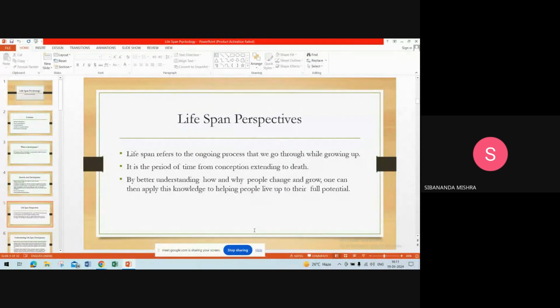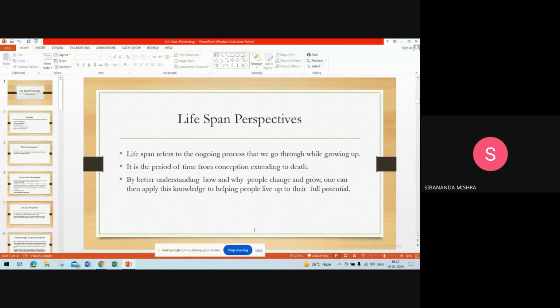Lifespan refers to the ongoing process that we go through by growing up. It is the period of time from conception extending to death. It is a process in which the progression initiates with the emergence of a fetus from a one-celled organism. When the child is in the mother's womb, there are different stages. We will also discuss this in the further slides.